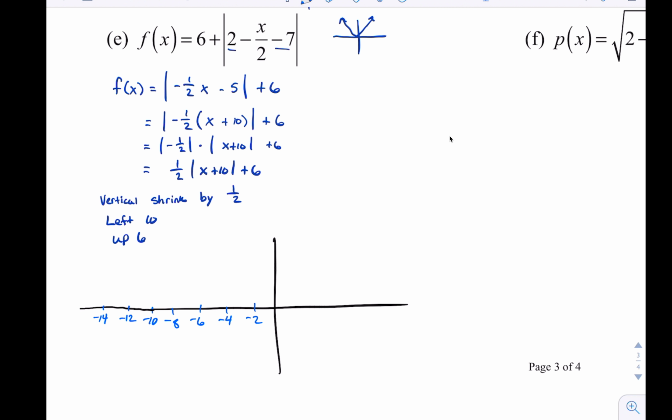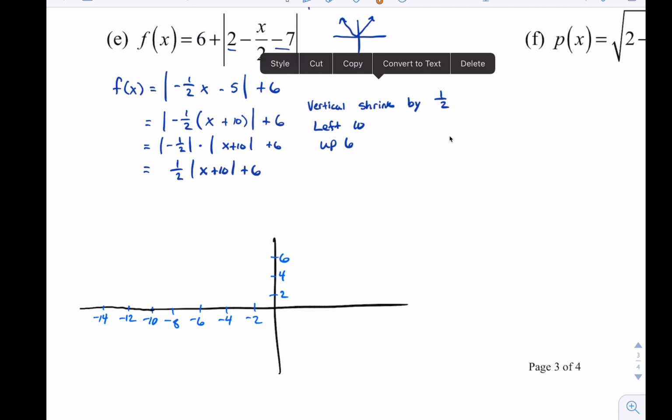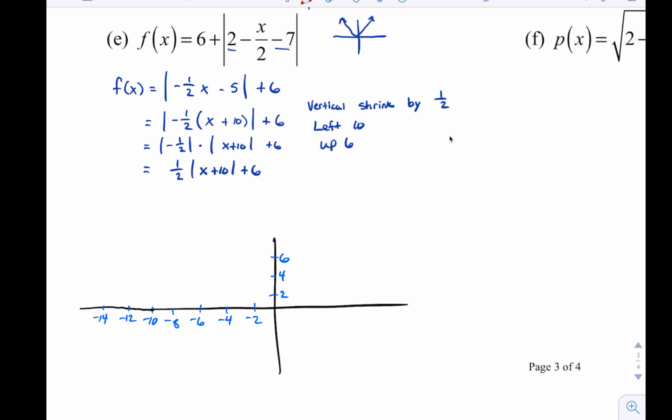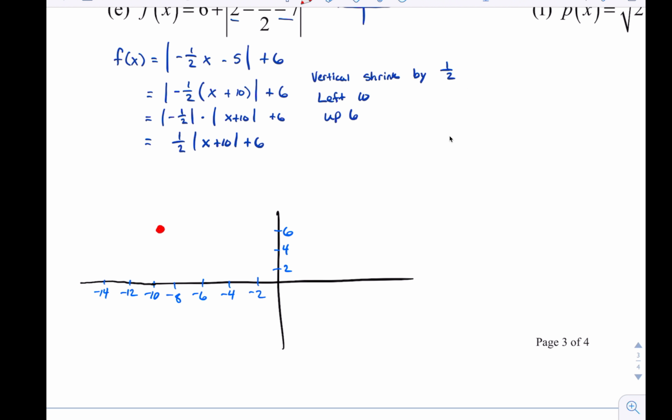All right, and then I'm going to move it up 6. So that's going to be 2, 4, 6. All right, and let's move these guys out of the way. Okay, so now my vertex is going to be at -10, 6, which goes about here. All right, and then you just want to make sure it looks like an absolute value.